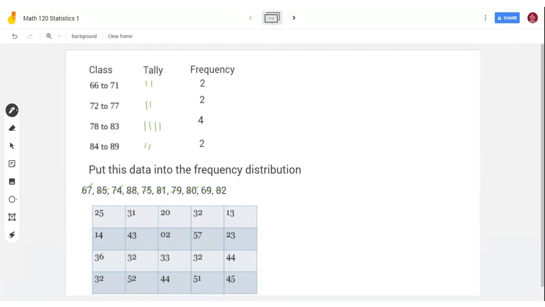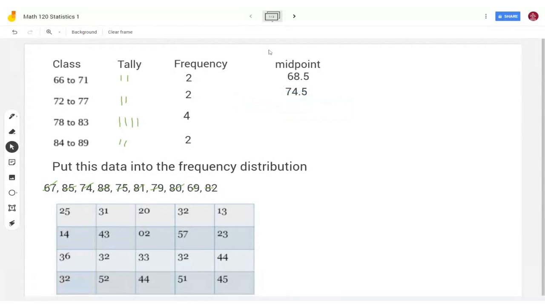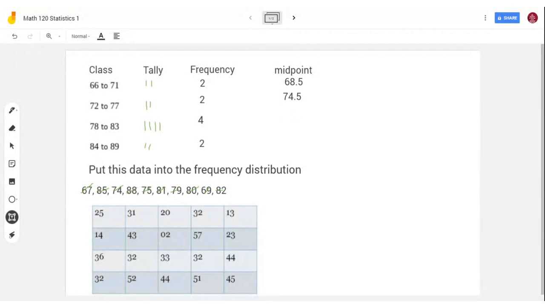All right. So we need to have the midpoint for this. And it was 68.5, 74.5, 80.5, and 86.5. All right, so there were the midpoints.